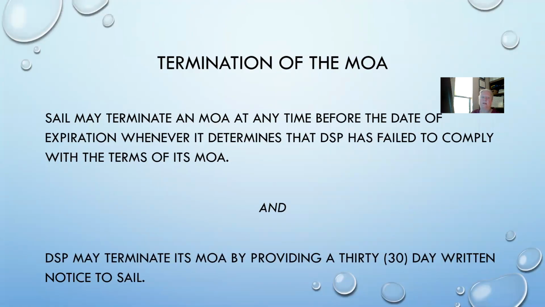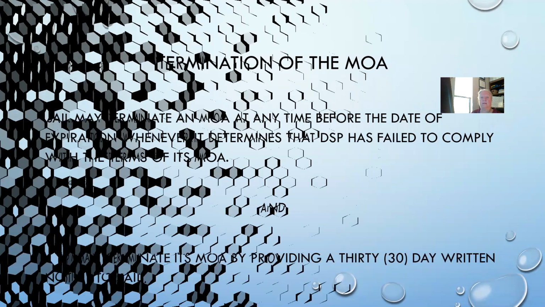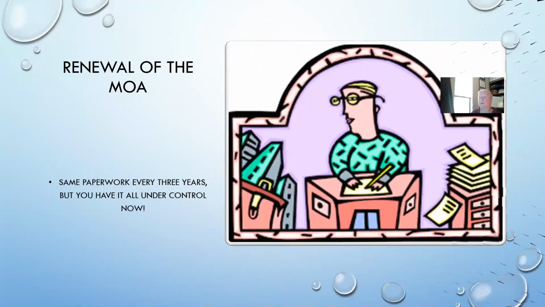So SAIL may terminate your contract or your memorandum of agreement at any time before the date of expiration whenever it determines that the DSP has failed to comply with the terms of its MOA. And you may terminate your MOA by providing a 30-day written notice to SAIL. Renewal of the MOA, same paperwork every 3 years, but you have it all under control.